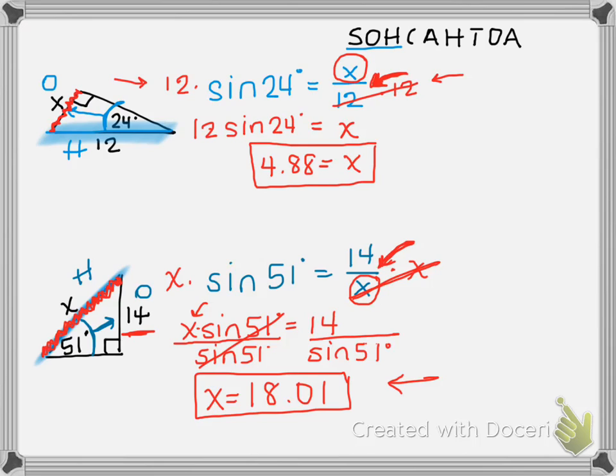Alright, so that was all finding side lengths that we're missing. Now let's talk again about inverse trig, or trying to find the missing angle. So we go ahead and we have our right triangle here, and we have side length of 38 and then 27, and we're trying to find this angle right here. And actually instead, let's just call that angle A. So we're trying to find angle A right here.